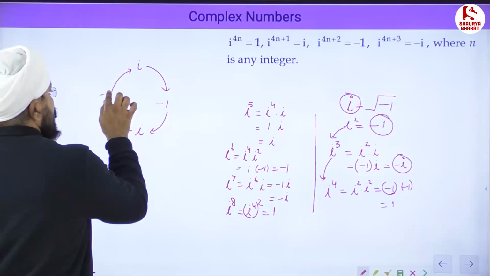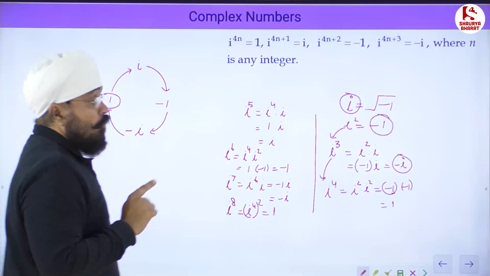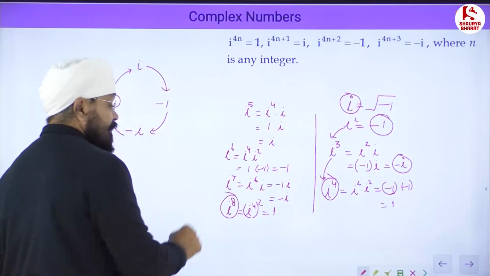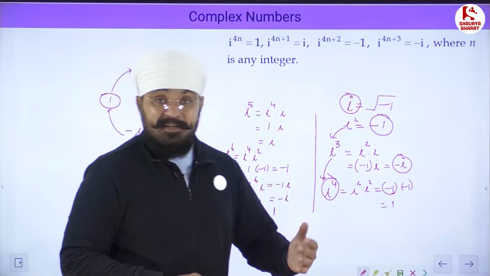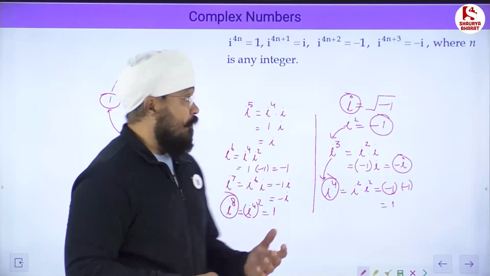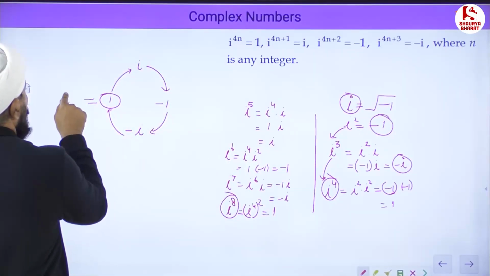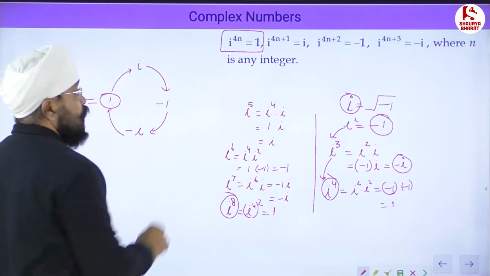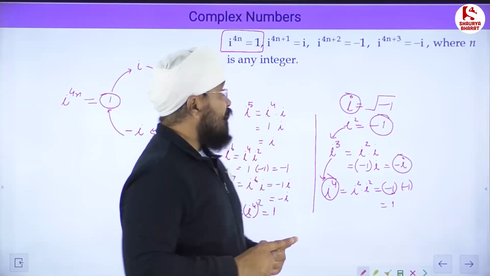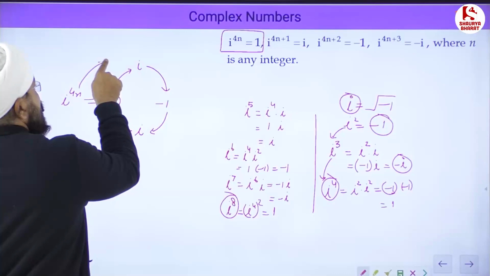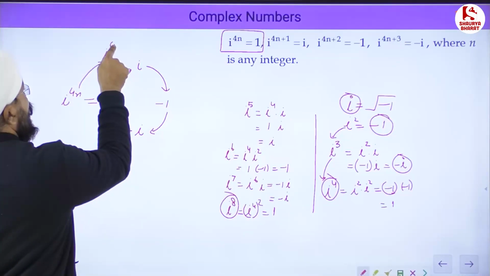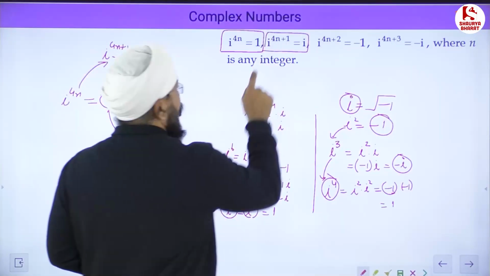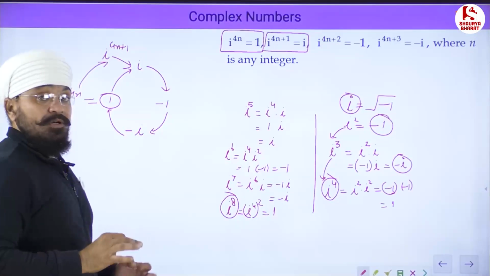One thing we can say is that we get 1 whenever iota has power 4, power 8, power 12, power 16, power 20. So it will be a multiple of 4. That means this term will always be obtained whenever it is iota to the power 4n. So that is what is written: iota to the power 4n will always be 1. And when we go with the power which is more than this, that is iota to the power 4n plus 1, the result is iota. So that is what is written here: iota to the power 4n plus 1 is equal to iota.